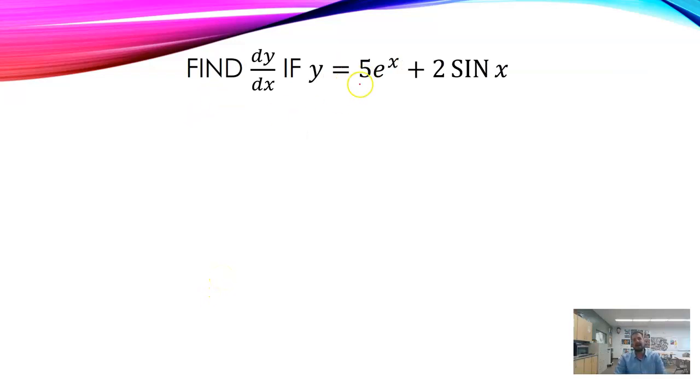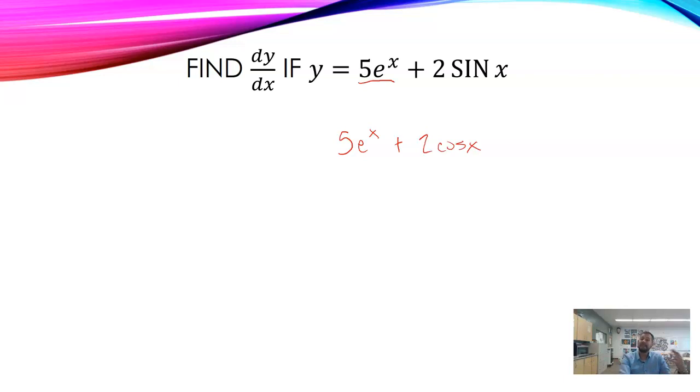Now, if we have a number in front of e to the x, like here we have 5e to the x, what we do is you just leave that number out in front if you're trying to find the derivative, and then you write the derivative of e to the x, which would be e to the x. So the derivative of 5e to the x is 5e to the x. And then if I'm taking the derivative of the sine of x, I would just do that separately because that is a different term. So my derivative here would be 5e to the x plus 2 cosine of x.